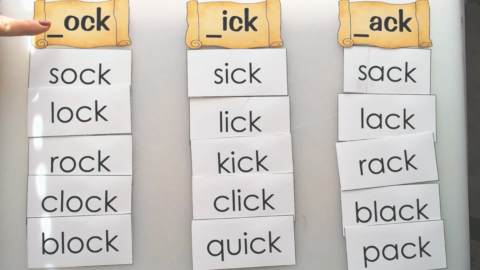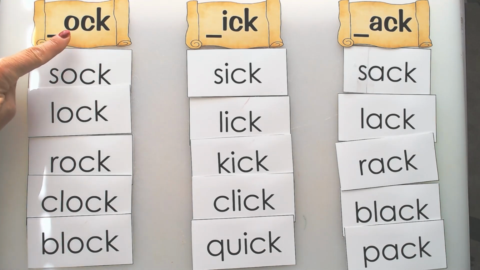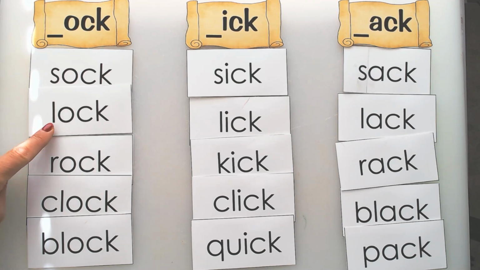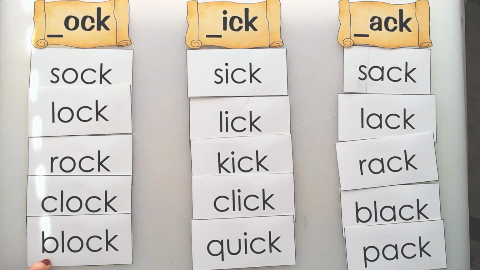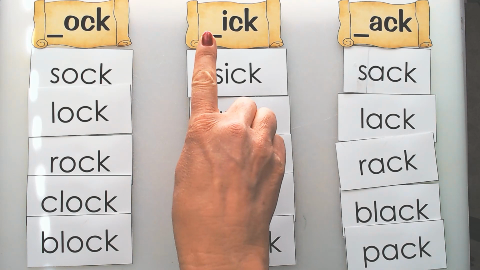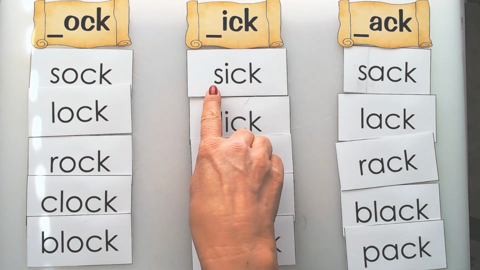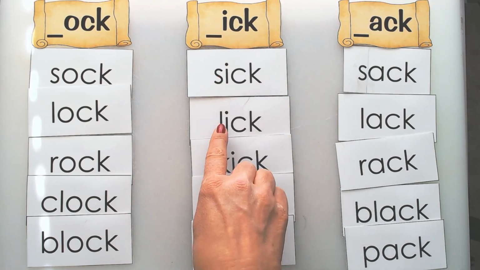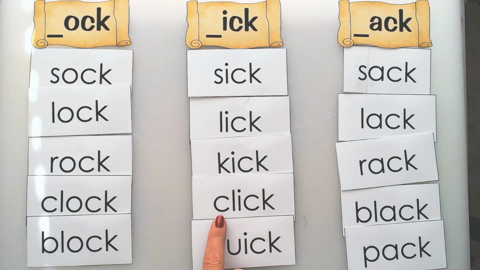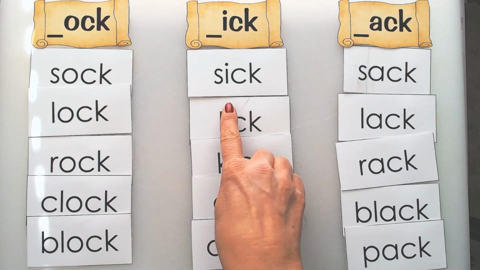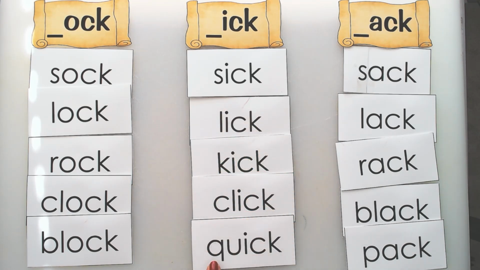So let's just read all of them. They're all rhyming words because they're all in the same word family. So here's ock, sock, lock, rock, clock, block. Okay, read these with me. Blend these with me. This is the ick word family. Sick, lick, kick, click, quick.